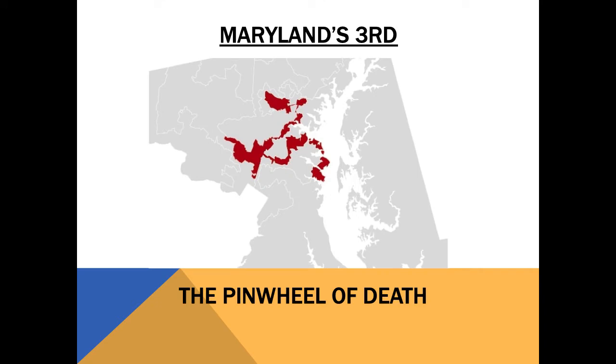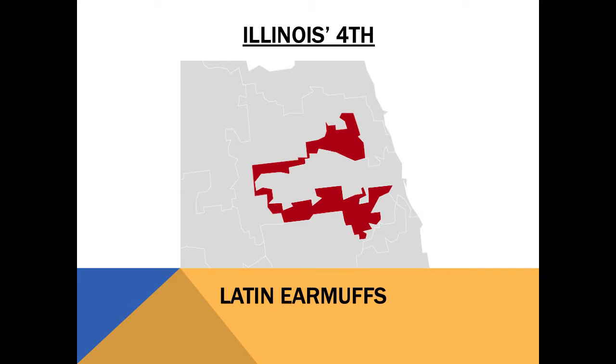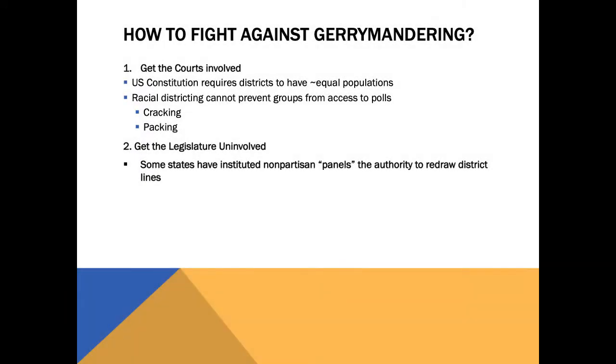In Maryland, Democrats redrew incumbent Representative Sarbanes' district to incorporate almost all of the state's key media markets to help him lay the groundwork for a Senate bid. And in Illinois, Democrats packed as many Hispanic voters as possible into a brand new district. So what can be done about gerrymandering?